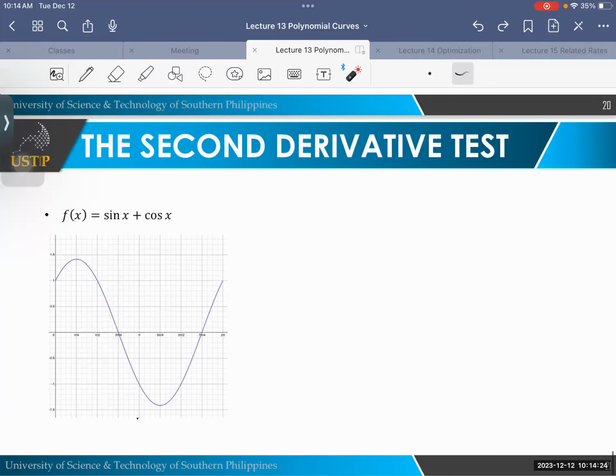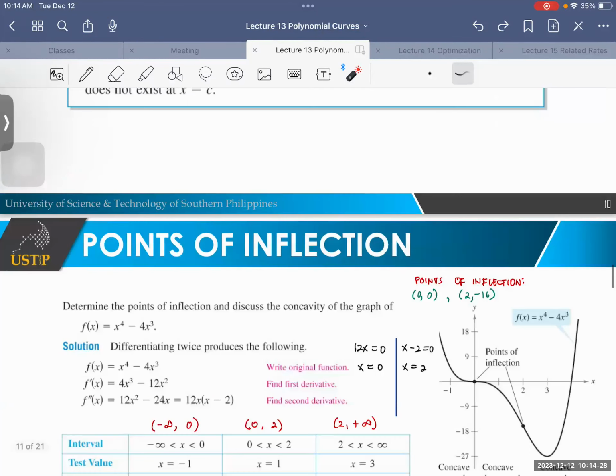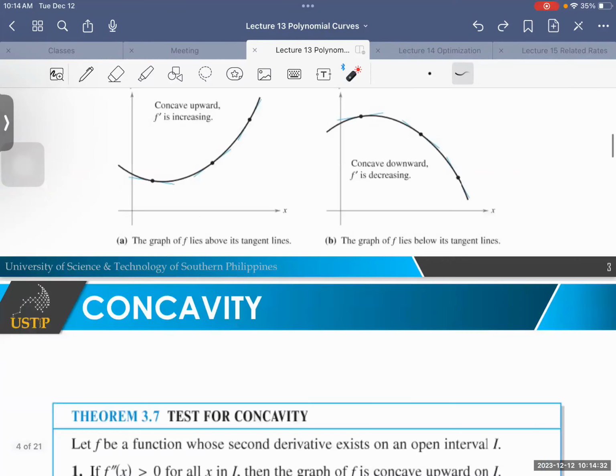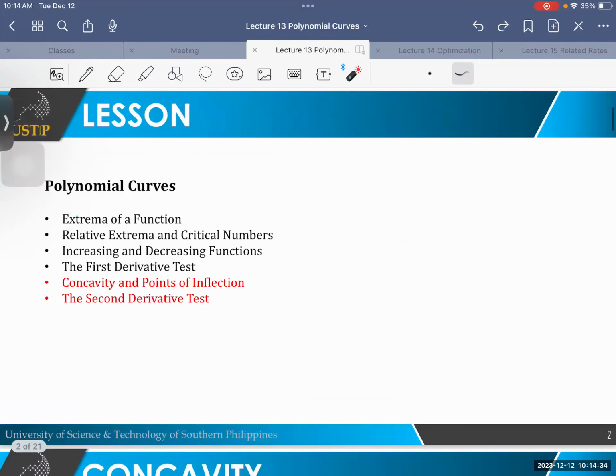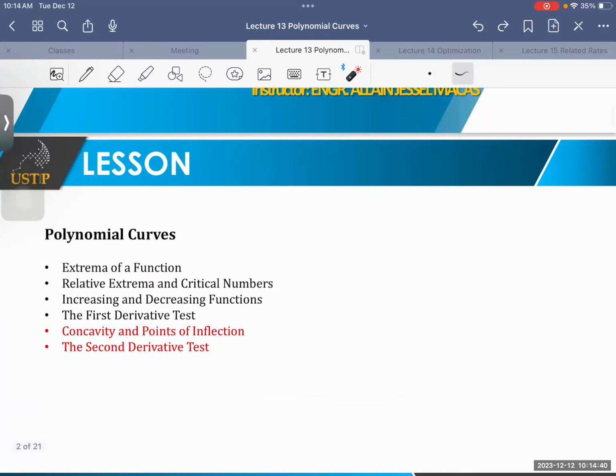That's it for this lecture on polynomial curves. I'll move on to optimization and related rates, which are applications of derivatives you will use for your PID. That would be the end of lecture 13 about polynomial curves. Thank you for listening.